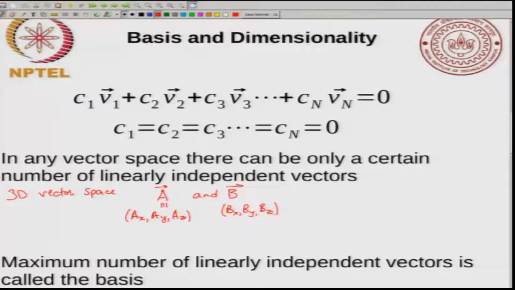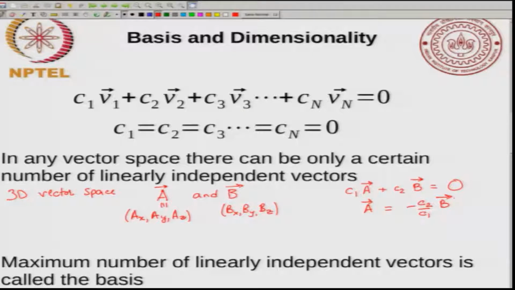Now, A and B being linearly independent means you will write C1 A plus C2 B equal to 0. If they are linearly dependent, then this is satisfied by some C1 and C2 which are both not 0. Then I can write A as minus C2 by C1 B. So, that means A is proportional to B. A is a vector that is in the same direction as B, it has a slightly different length.